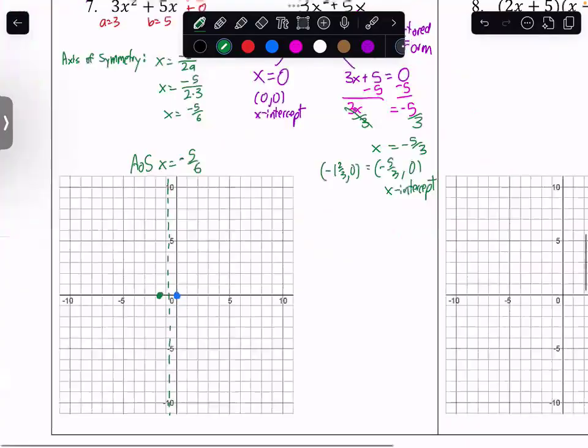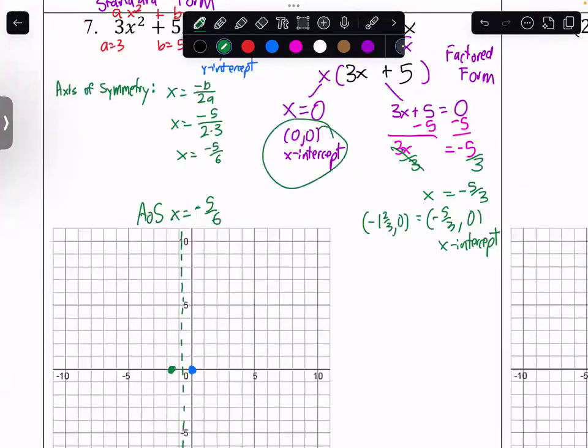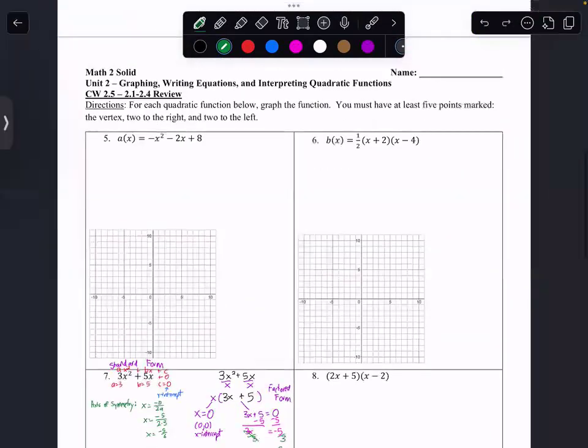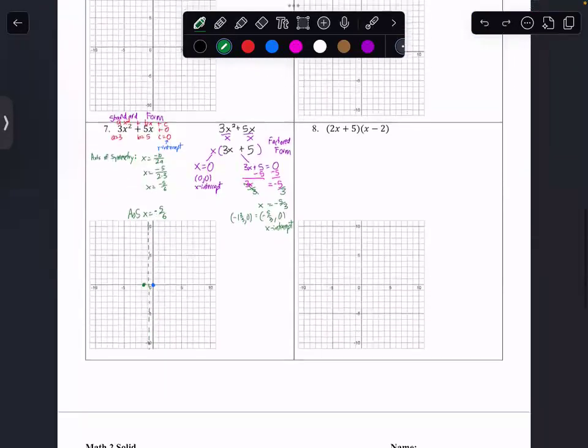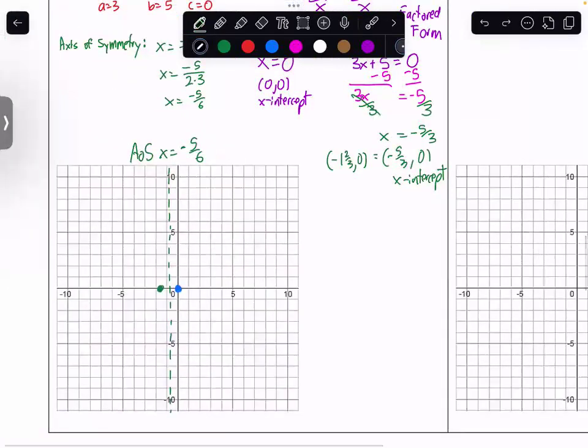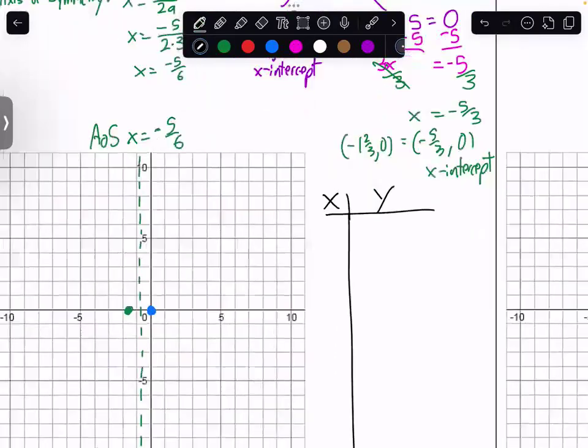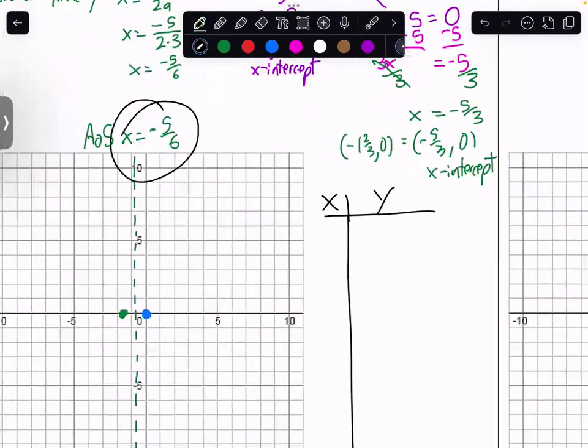So we got 2 points, right? We got the 2 x-intercepts, one of which is also a y-intercept. But the requirement is always you need 5 points: the vertex, 2 to the right and 2 to the left. So let's go ahead and set up our usual table, our XY table. Again, we always want the middle number to be the axis of symmetry. So even though this one's a fraction, unfortunately, we have to do it for this problem.